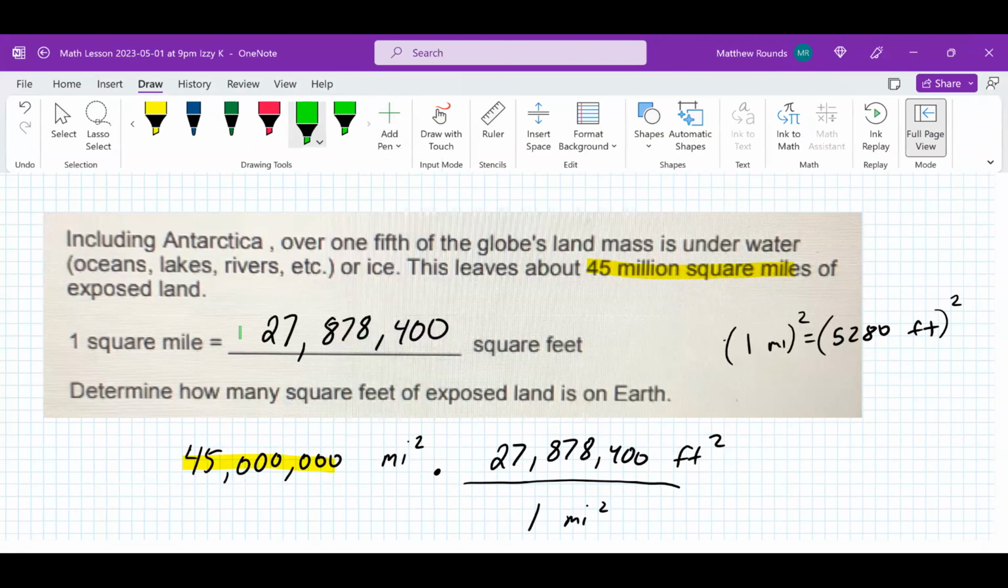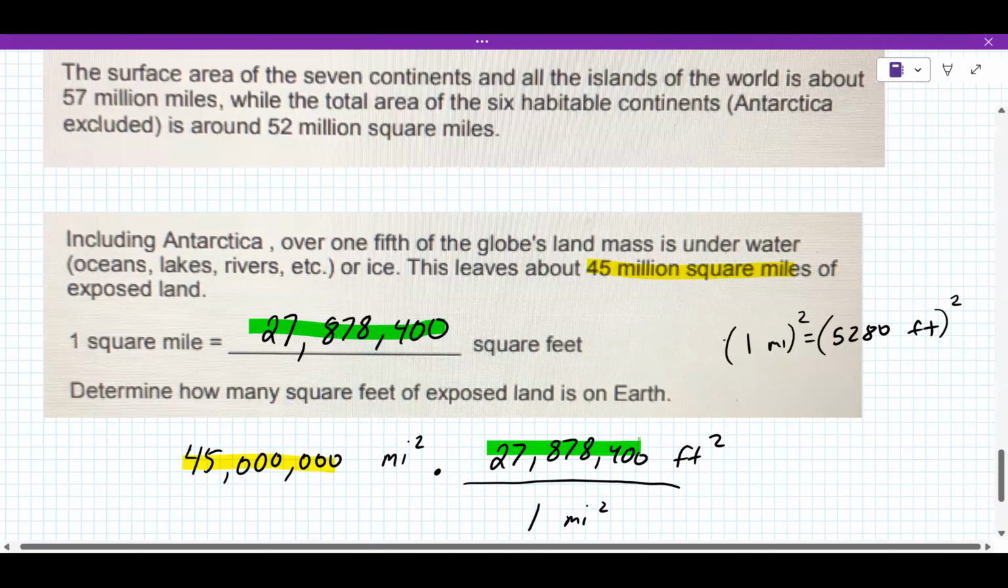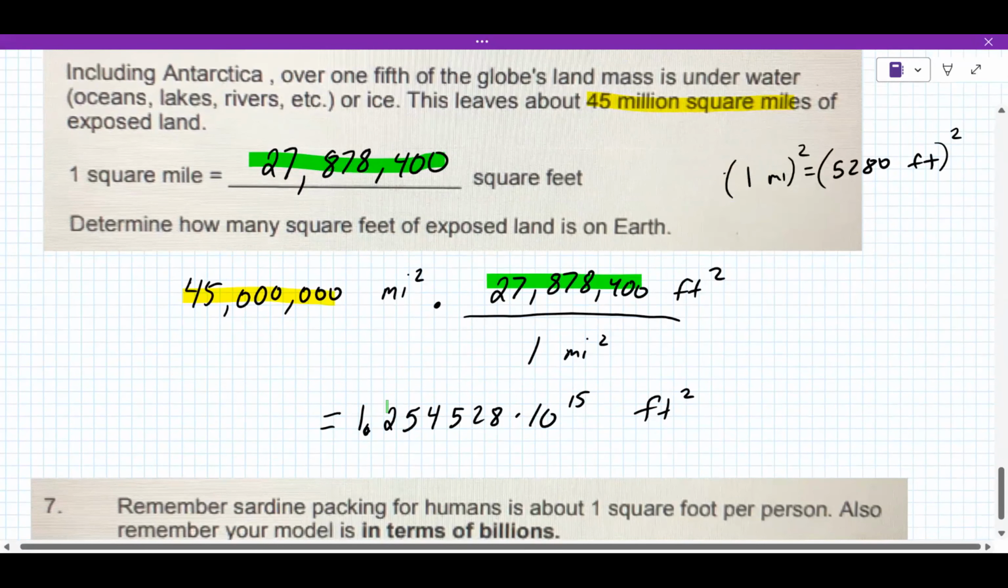Okay. So the conversion factor is here. So that's what I'm seeing. Then my result, you can try it on another calculator. It's 45 million times that, 1.254. Is that the answer? Well, it's the answer in square feet. Yes, it's 1.254 times 10 to the 15th feet squared.